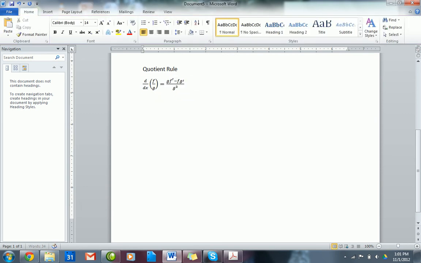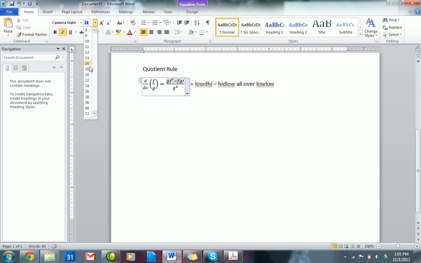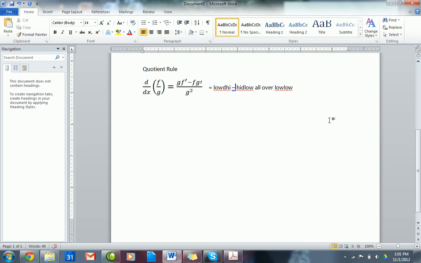And a way to remember this is, as I was taught long ago, a little phrase that we can use: low, low being the denominator, times d high, the derivative of the numerator, minus high, our numerator, times d low, the derivative of the denominator, all over low, low. So you have low d high minus high d low, all over low low. That's a way to remember it.